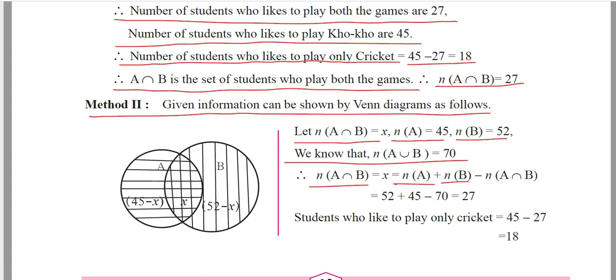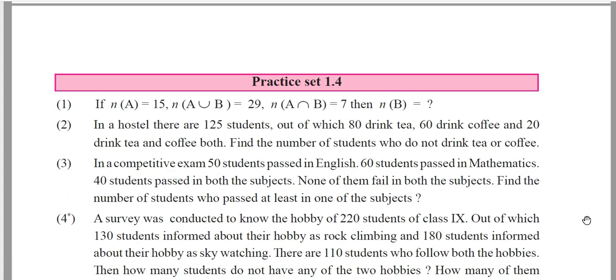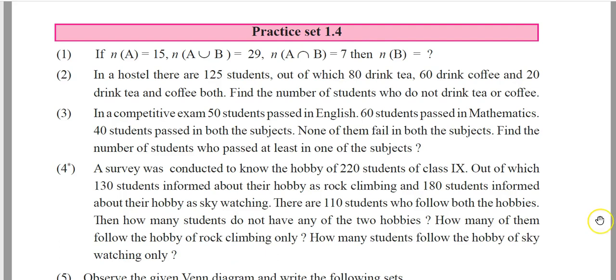Therefore, n of A 52, n of B 45 and their union minus 70. Therefore, the students who like to play only cricket, that is 45 minus 27 is 18. Now we'll see practice set 1.4.